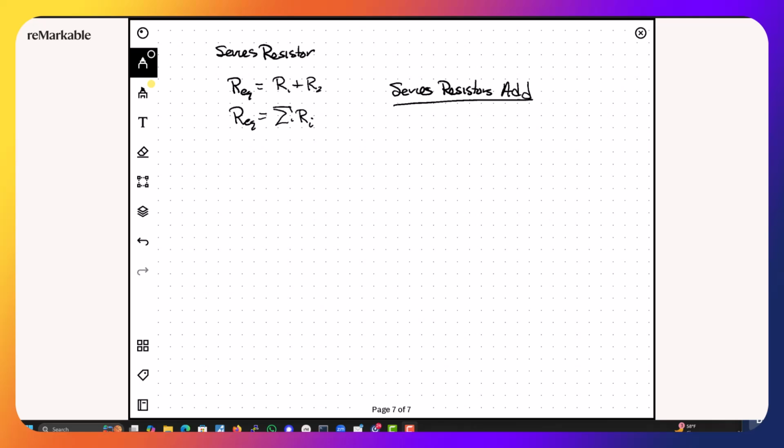What about parallel resistors? Well, parallel resistors have the same voltage. So this is going to look kind of familiar.